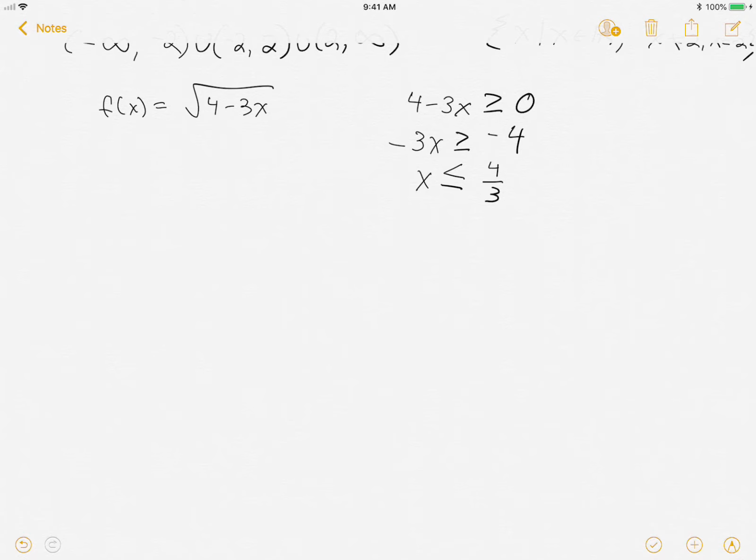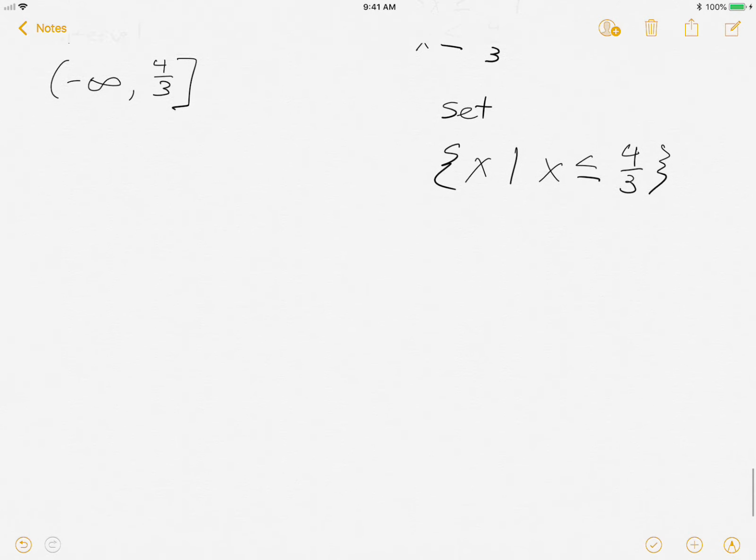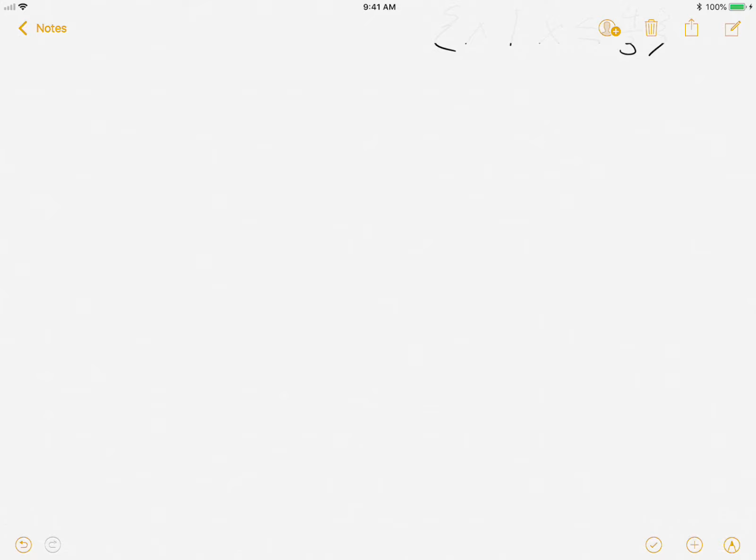So it's all real numbers except it has to be less than or equal to 4/3. So it'll be from negative infinity up to 4/3 with a bracket. That's interval notation. Set notation. It's basically just x is a real number such that x is less than or equal to 4/3. Okay, that's the two different possibilities, and there can be a combination of both.